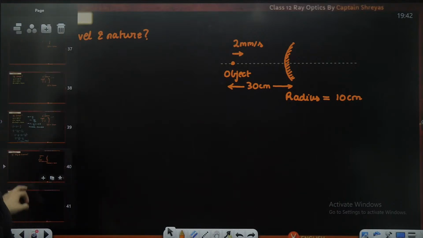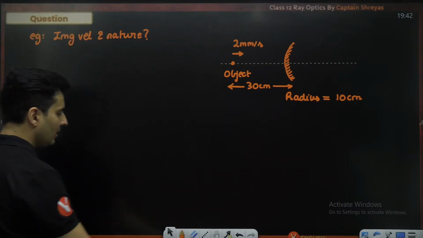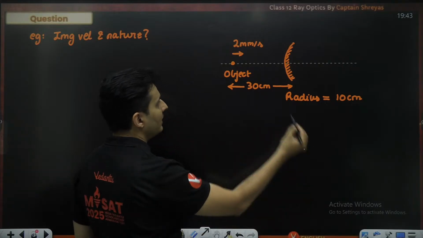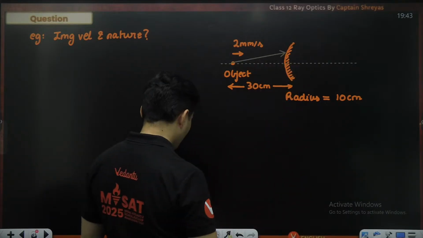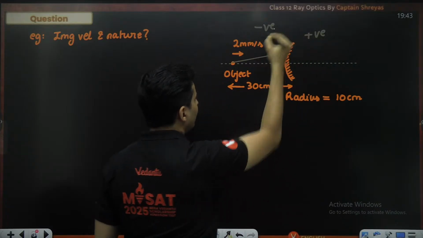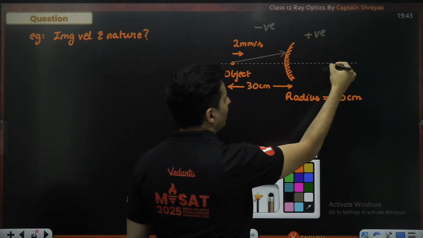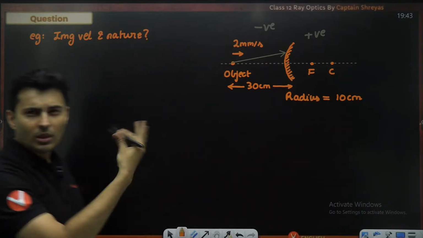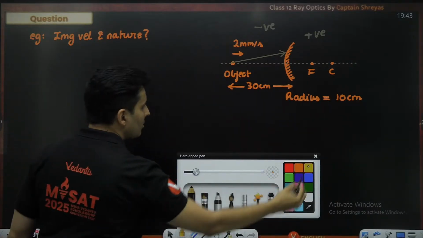Okay, let's try and solve it. First, let's establish the sign convention. Without that, we cannot proceed. Object is here, rays will go like this. So naturally, this side will be positive, this side will be negative. The center of curvature will be here. Focal point will also be over here on that side. So start off with that.